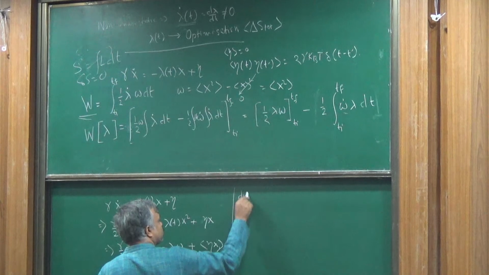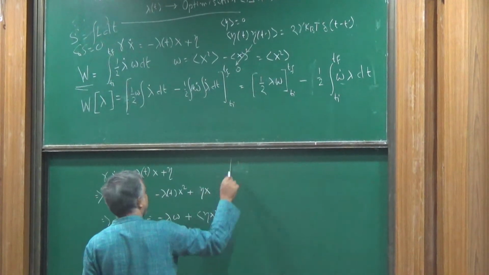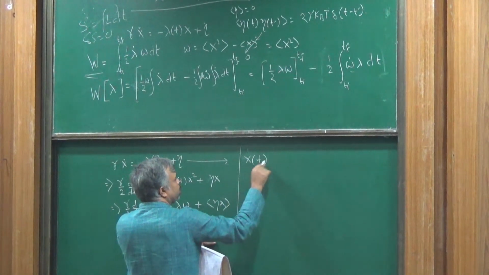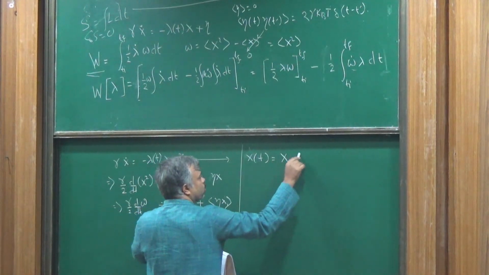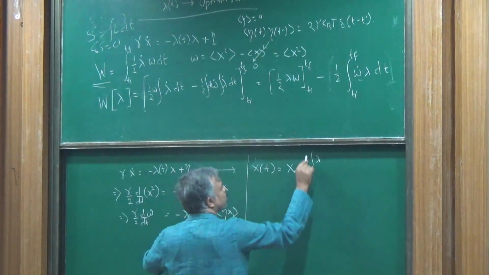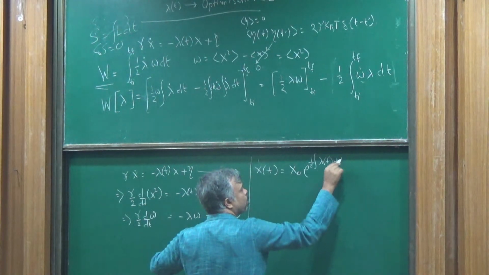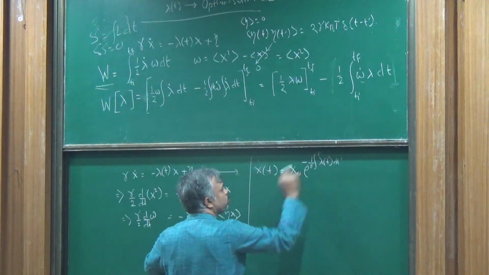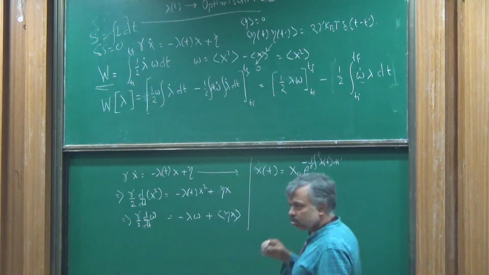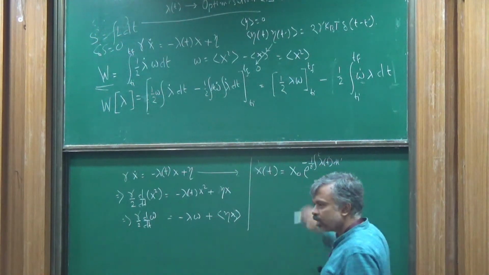This means omega. Okay, this delta x. So from here, x is x0 e to the power lambda minus I. So here lambda is a time dependent thing, so I have to put the integral here.